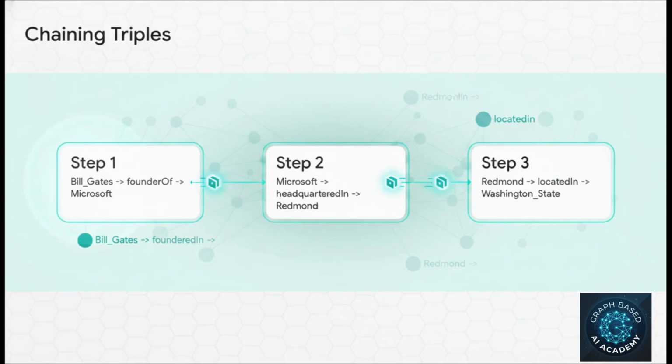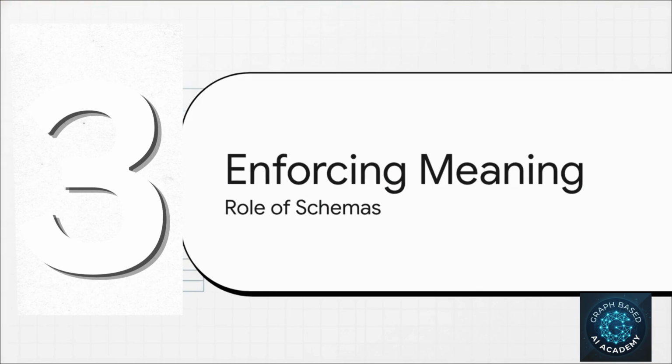Just think about it. What kind of question can we answer now that we couldn't easily figure out from three disconnected rows in a database? Well, we can instantly ask, which U.S. state is Bill Gates' company headquartered in? A query engine can just zip right down that multi-hop path seamlessly, without any developer having to write a convoluted join that explicitly mentions Washington beforehand. It's incredibly powerful.